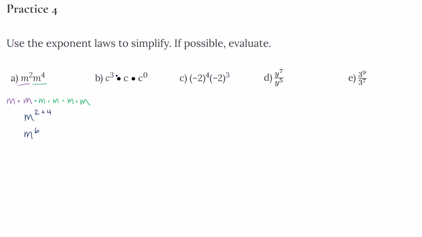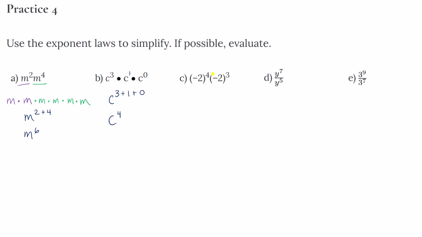and that would give us m to the power of 6. For b, we have three powers being multiplied that all have the same base of c. Because of that, we can use the product law to put them together. So we have our base of c, then we're going to add the exponents. So 3, if the exponent is not written, it's a 1, plus 1, plus 0. So altogether, we have c to the power of 4.